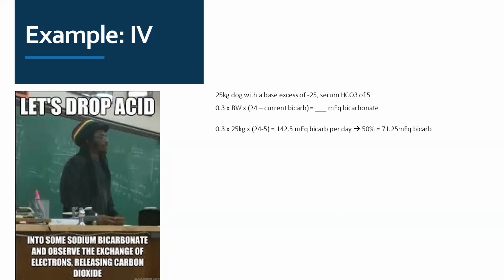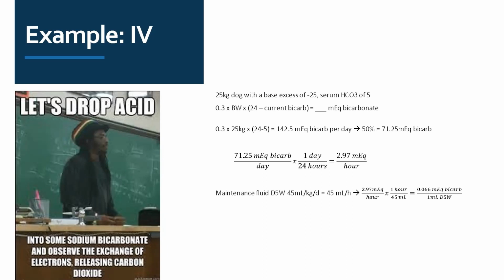So what you're going to do is plug in the weight and the bicarb. That's going to lead to 142.5 milliequivalents per day. And I just decided we're going to give 50% of this over the next 24 hours. So in order to draw this out to make it easier to understand, you're going to be giving just under 3 milliequivalents per hour of bicarb.